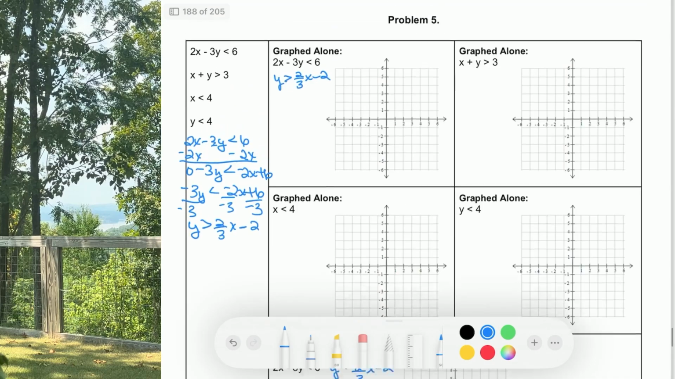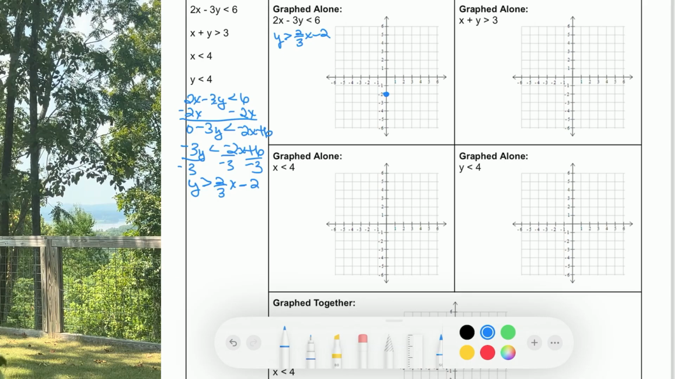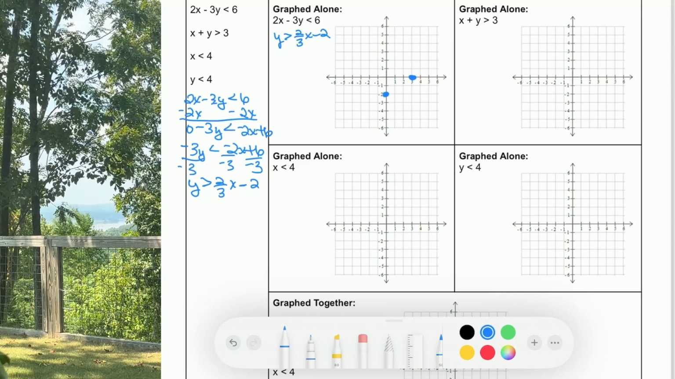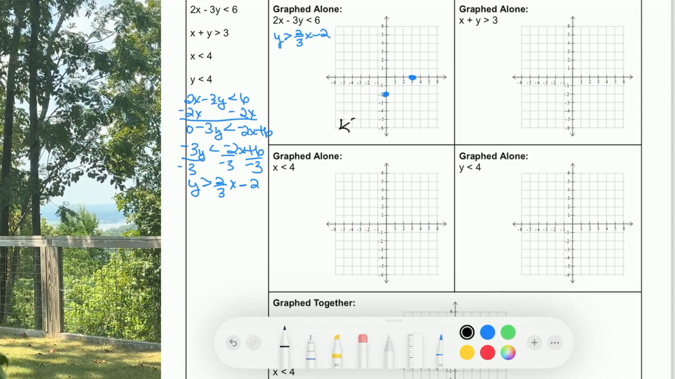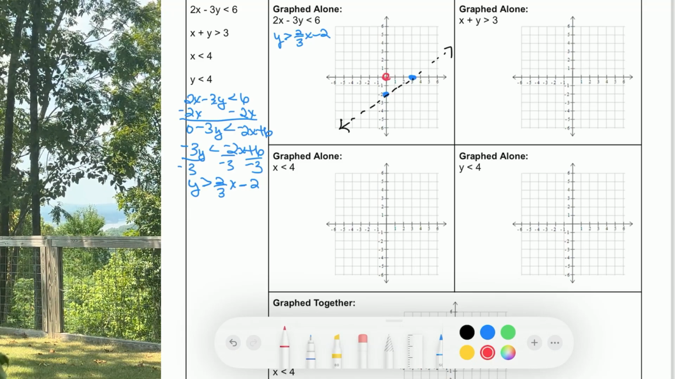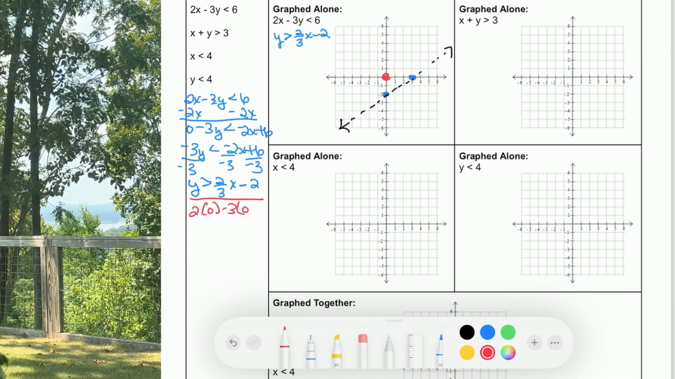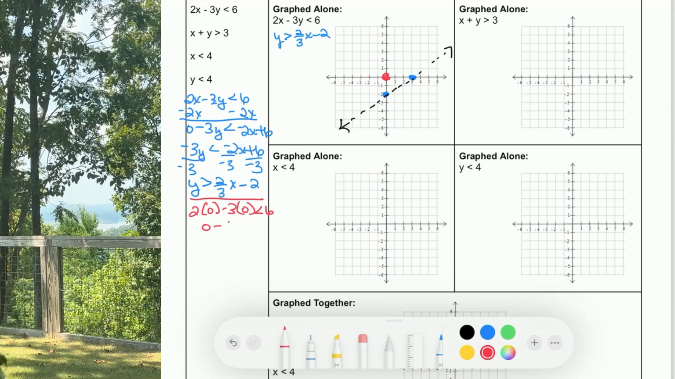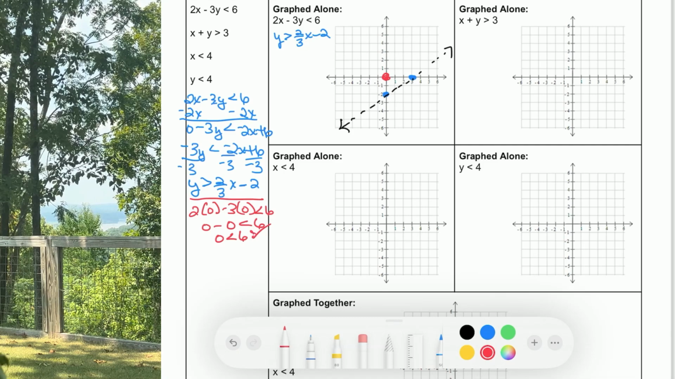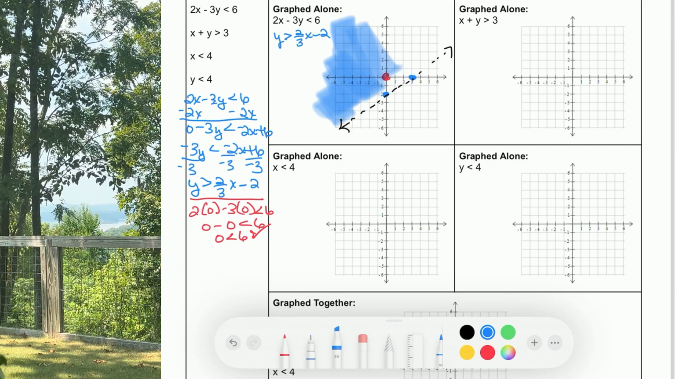All right, going back up to where we were, let's plot this particular graph. So I'm going to go down to negative 2, go up 2 over 3 with my slope to find my second one. This one does not have the or equal to, so it's going to be a dotted line. And I'm going to use my origin to find my shading. So I'm going to put 2 times 0 minus 3 times 0 is less than 6. 0 minus 0. And we get 0 is less than 6. And that is true. So my shading will be on that side. So I'm going to shade here, this whole area for that line.